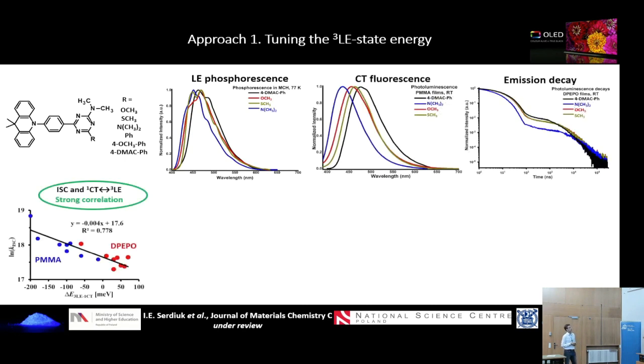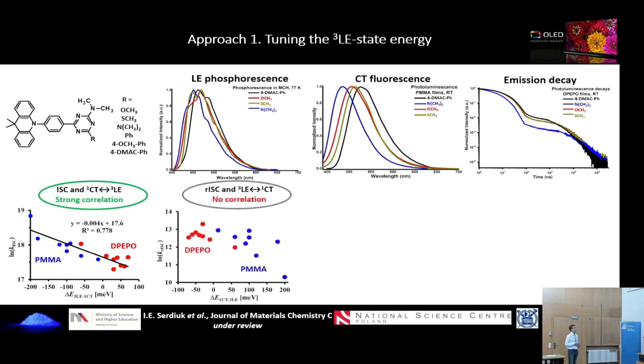in our TADF transient PL experiments and in our correlation, we only saw that the intersystem crossing itself has a strong correlation with the LE-CT energy gap. So by manipulating the LE energy, we can increase or reduce the rate of intersystem crossing. But when we were trying to find correlations between the reverse intersystem crossing and the LE energy or LE-CT energy gap, we didn't see any correlation which would explain these results.